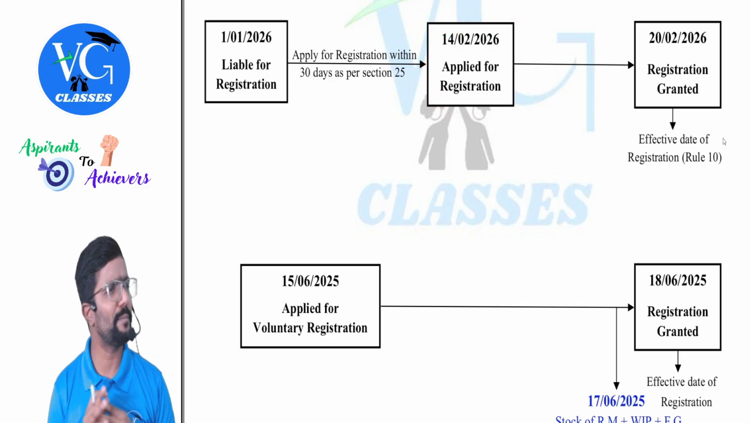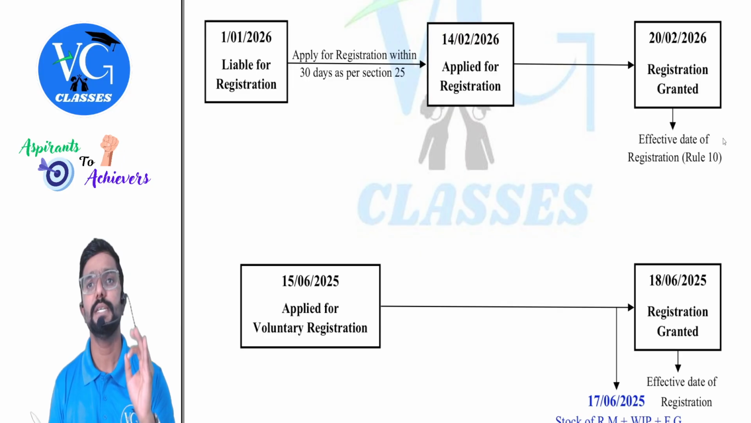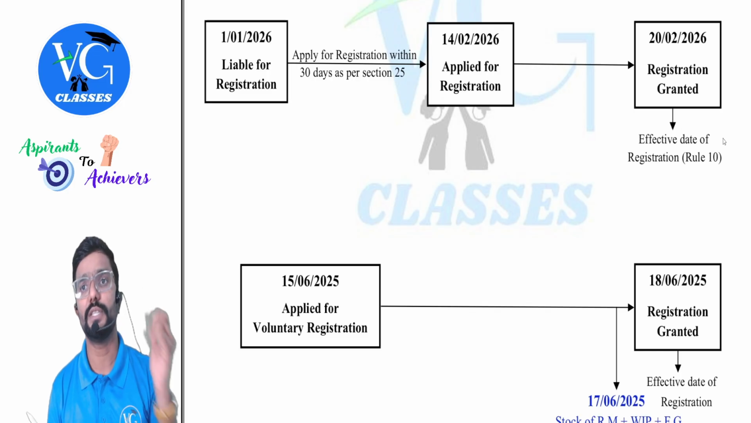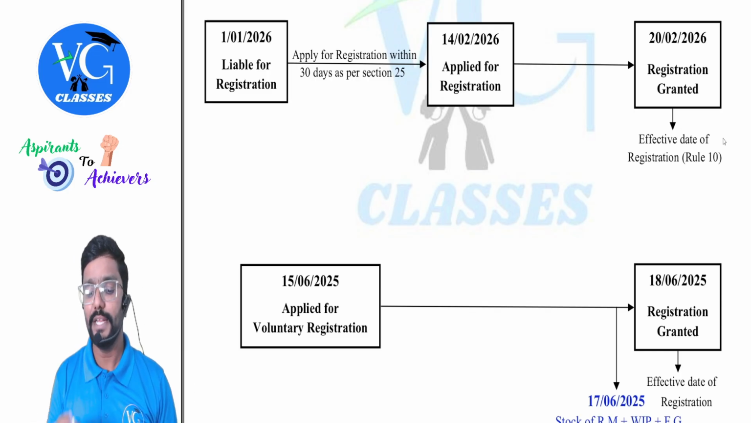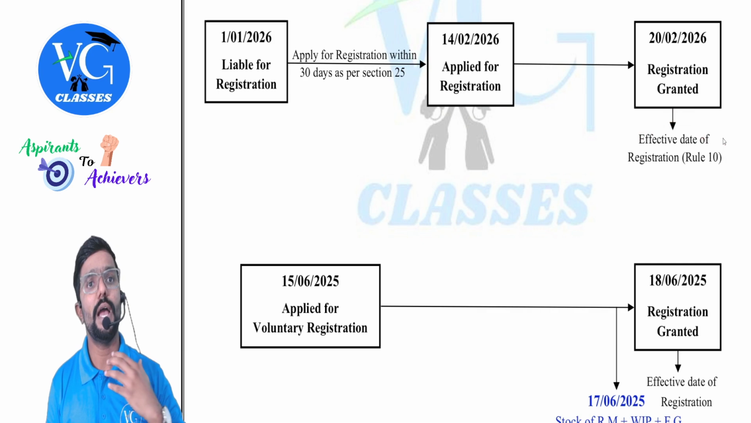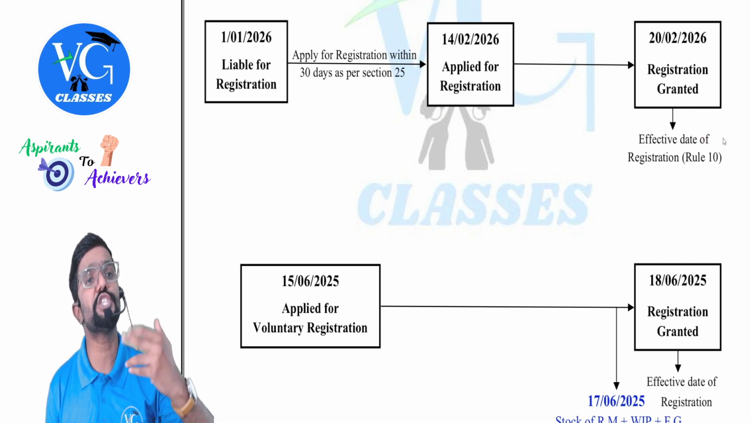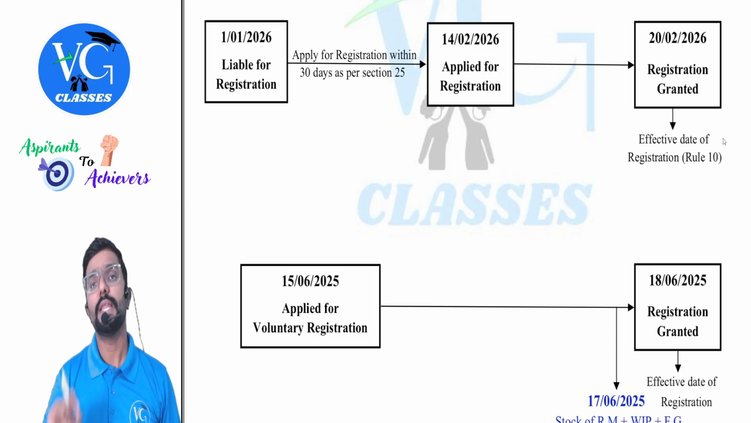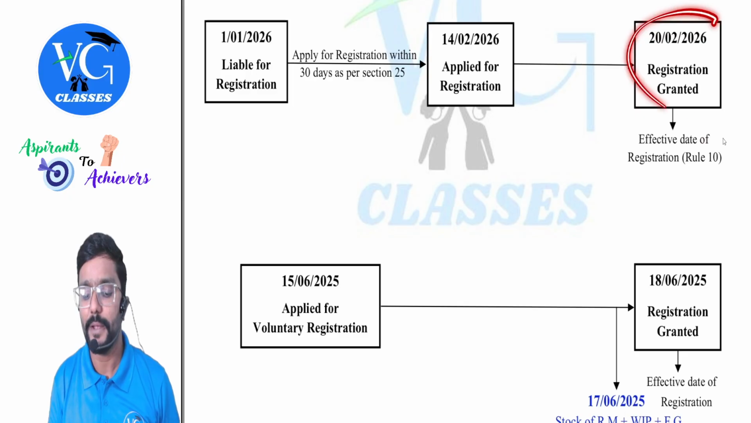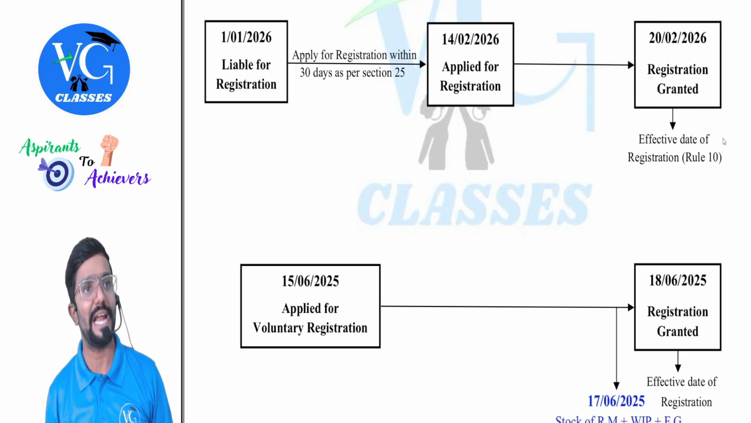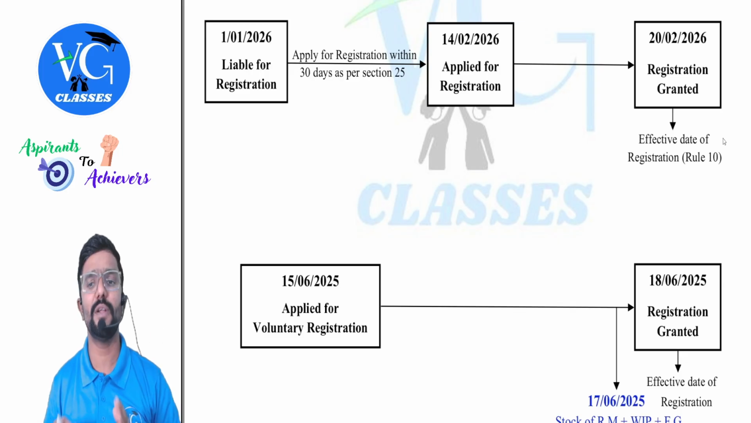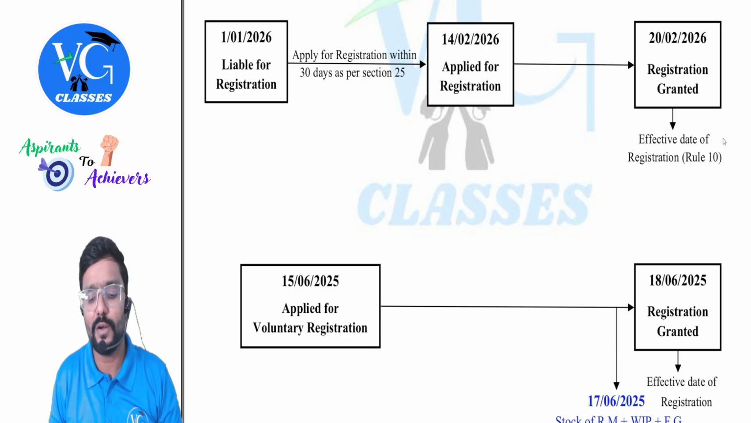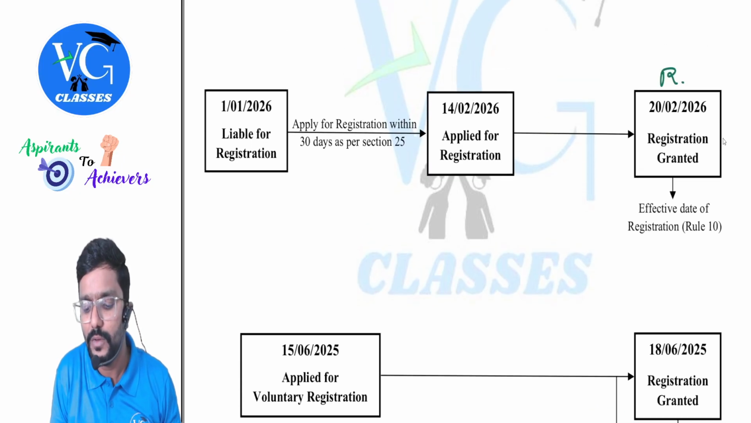I purposely wanted to apply on that day. I applied it. Is it applied within 30 days or after 30 days? After 30 days. Rule 10 is telling, if an applicant has applied for registration after 30 days of becoming liable, the effective date of registration would be the date on which registration is granted. I applied on 14th February, assume registration is granted for me on 20th February. So I will be called as registered person from what day, people now?